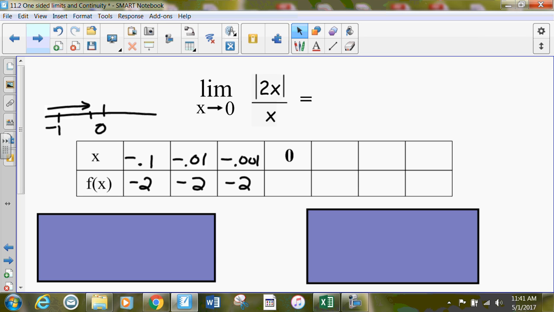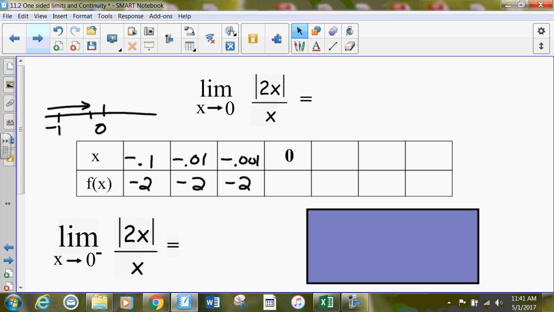And so, new concept. If you notice, it's the same limit problem, but something new is we see this minus sign right here. And that tells us we're doing a one-sided limit, and the minus tells us we're coming from the left side. So we're taking the limit of this function coming from the left side. We already know how to do it. We've done it a million times. Maybe not a million. But from the left side, it's equal to -2.